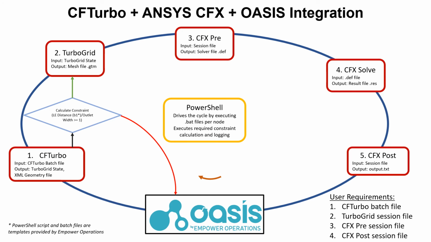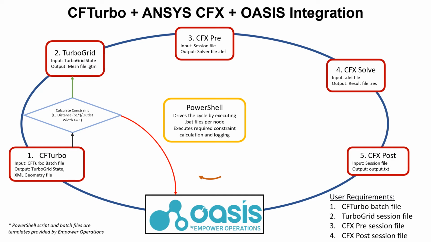CFTurbo, ANSYS CFX and OASIS integration has 5 nodes. The driver of the optimization cycle is a PowerShell script, which is a pre-written template. ANSYS TurboGrid and CFX states have to be saved as session files.